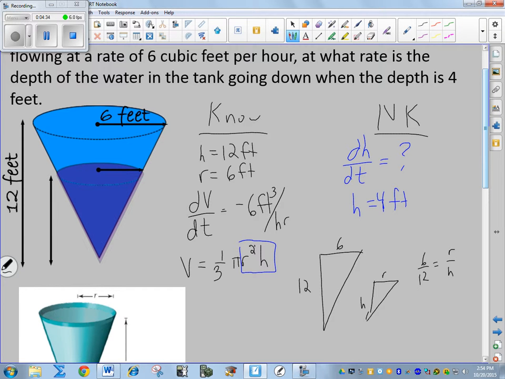And with that, I can solve for r and say 1/2 h is r. Now I can replace all my r's with that. So into this equation, my r squared will turn into 1/4 h squared. You with me on that?